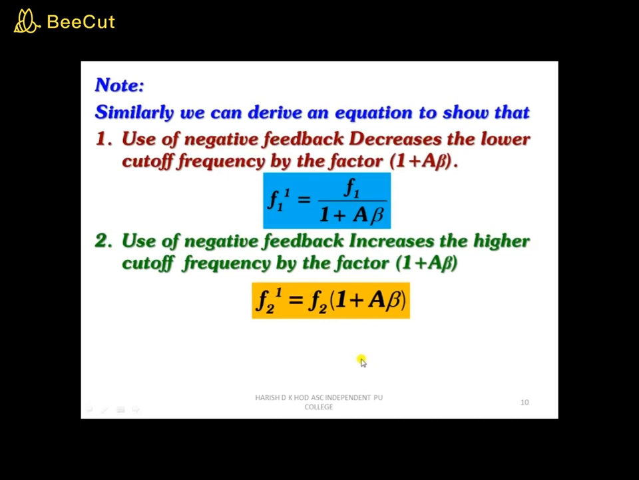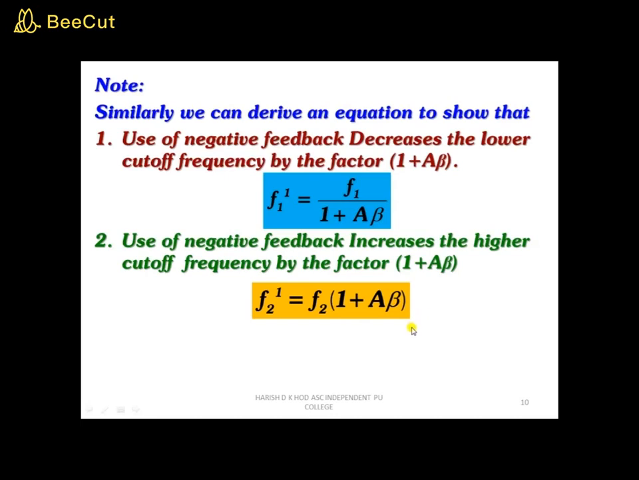So children, this is one trick you can use to remember the formulas. So gain decreases, what can we say? AF with feedback is equal to A without feedback divided by 1 plus A beta. Simple concept, okay, that you should remember.